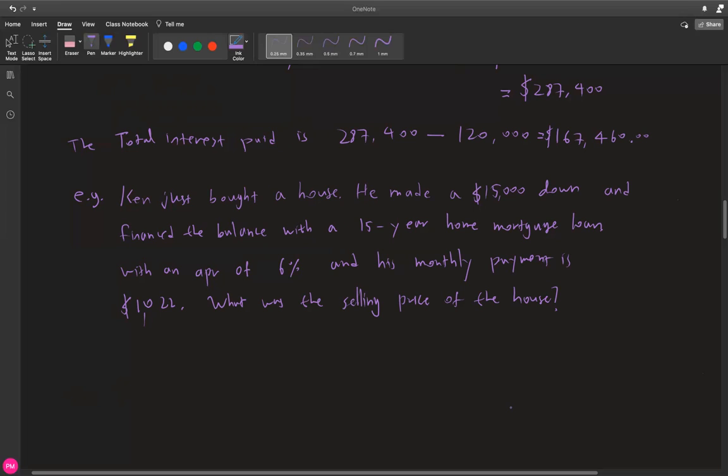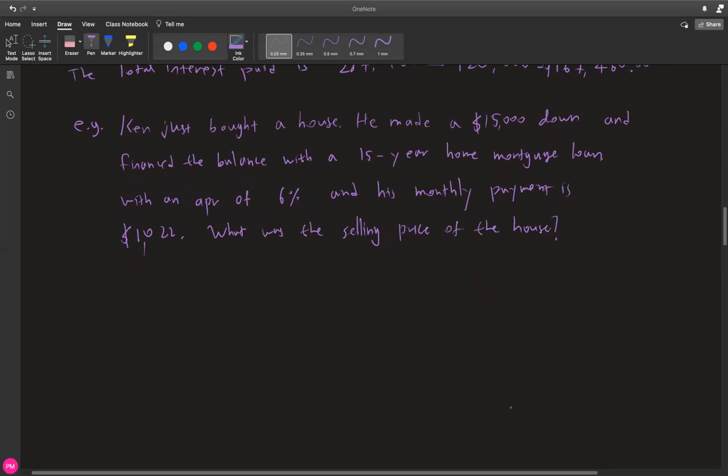So simply saying, we know all the terms. We know that Ken made the $15,000 down payment and financed the rest of the balance for 15 years with an APR of 6%. If his monthly payment is $1,022, the purchase price of the house should actually be easy to find out. So let's write down everything we know before we do anything. Let's not think about the down payment as of yet. Let's talk about the mortgage only.